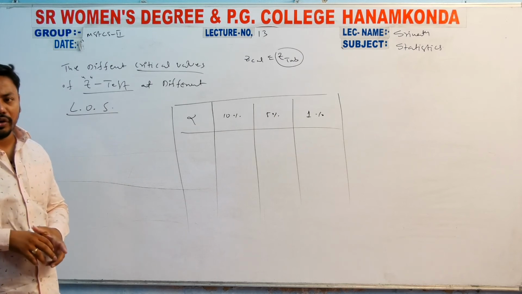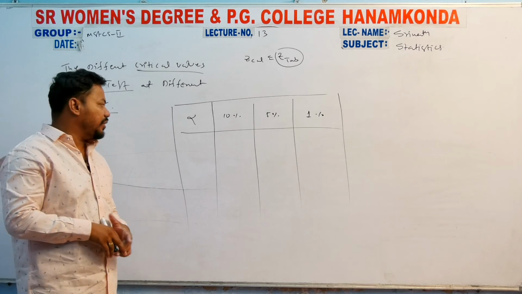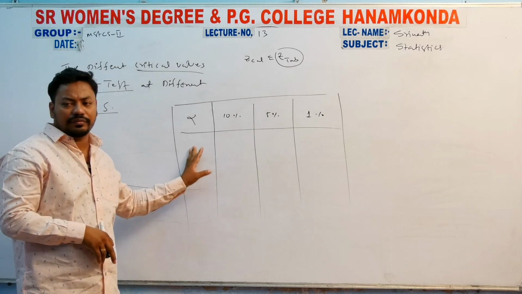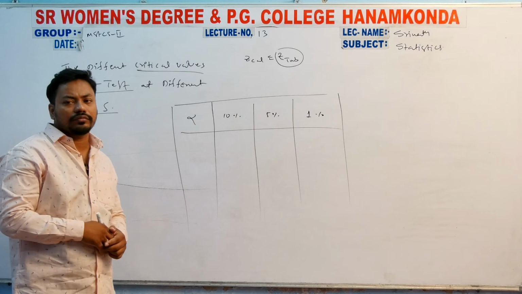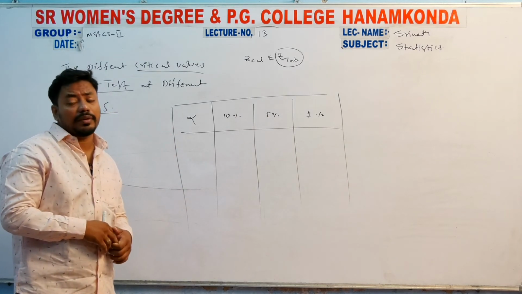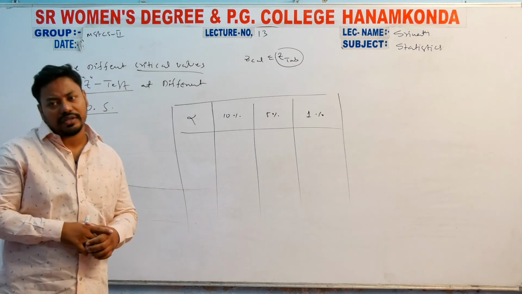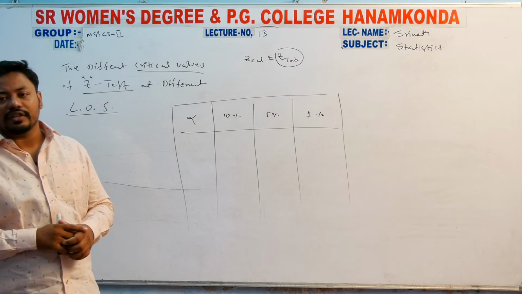Z calculated according to, depending on the formula, and Z table value is completely taken from this table. So Z calculated less than or equal to Z table value. If this condition is satisfied, null hypothesis H0 is accepted, otherwise rejected.